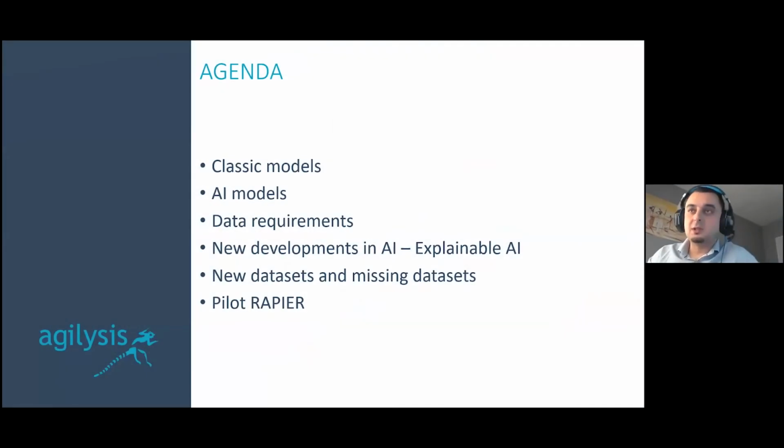Okay, so what we want to very briefly cover today in our presentation is a few things about classic models and AI models, especially around advantages and disadvantages. Also some data requirements and what we would like to see in the data. Then Craig will take over with the exciting bits with the new developments in AI, and Richard will close the floor with the data sets and things we are doing and some of the projects we have now. So next slide, please.